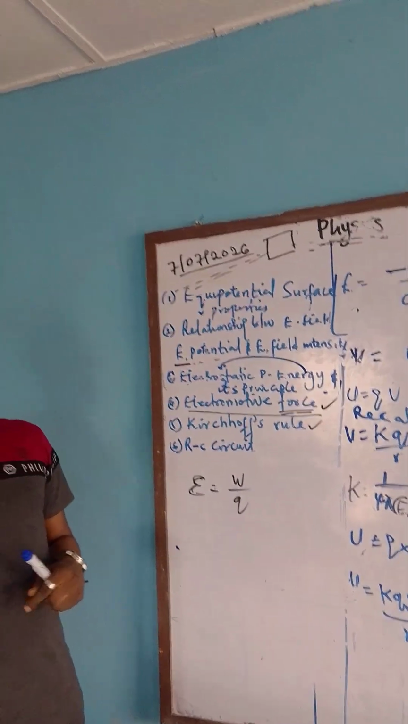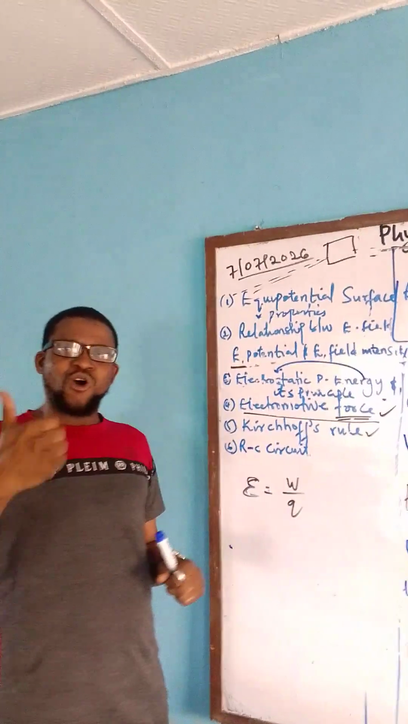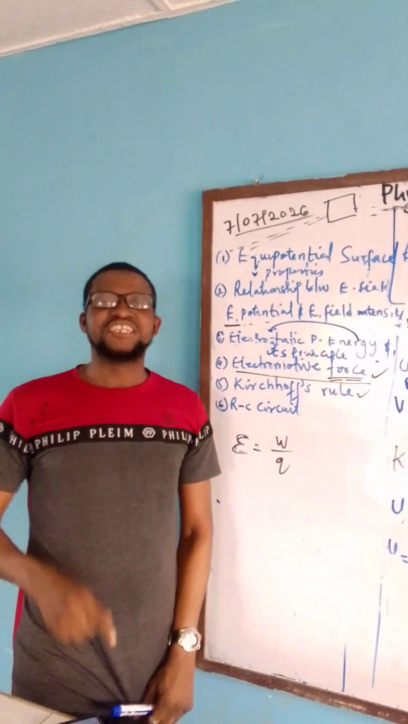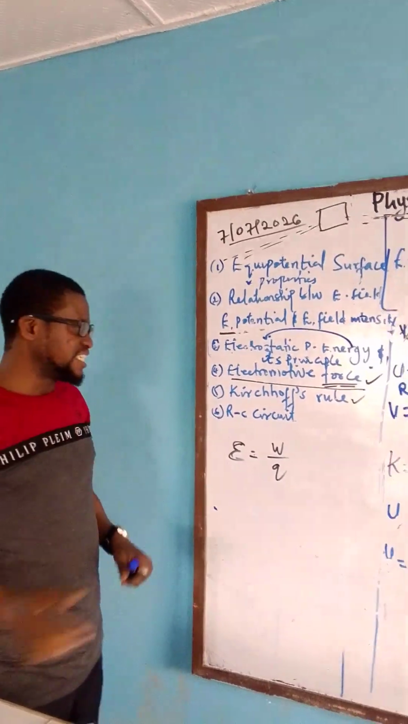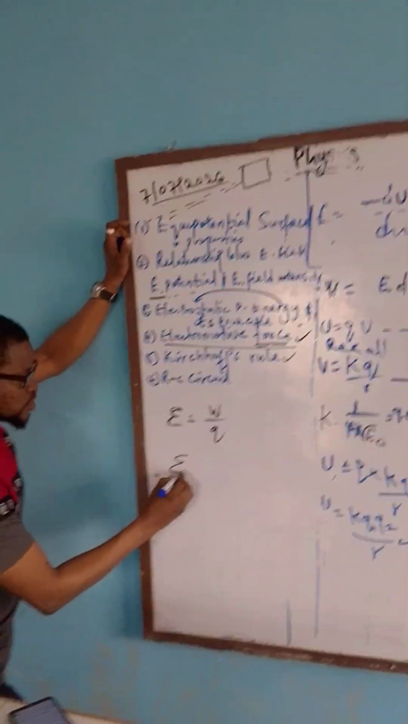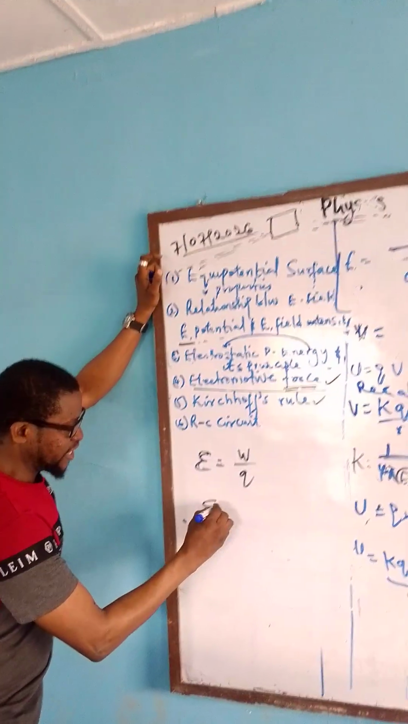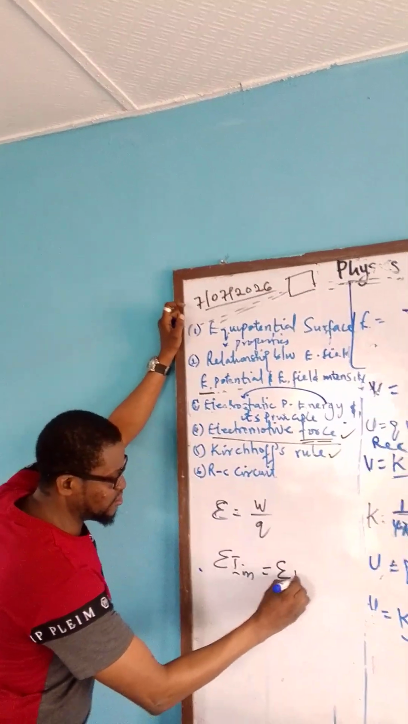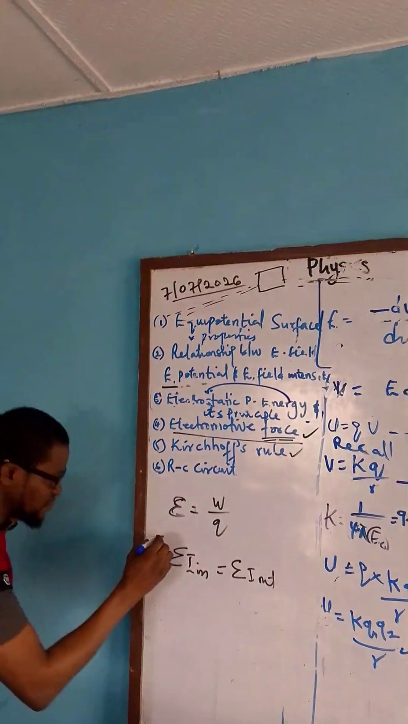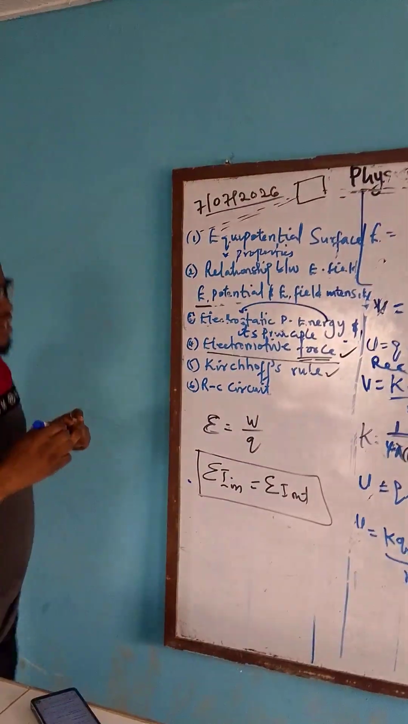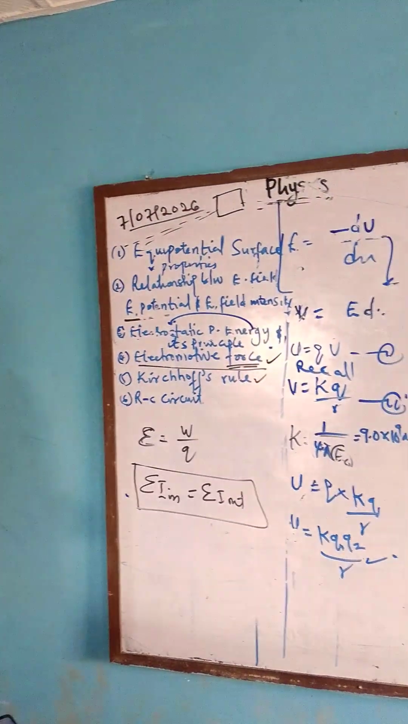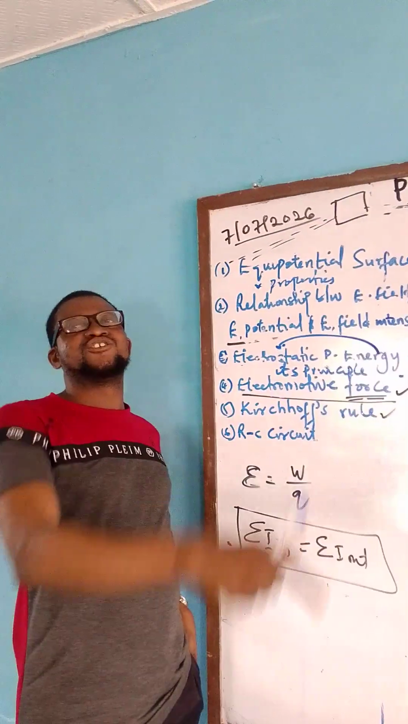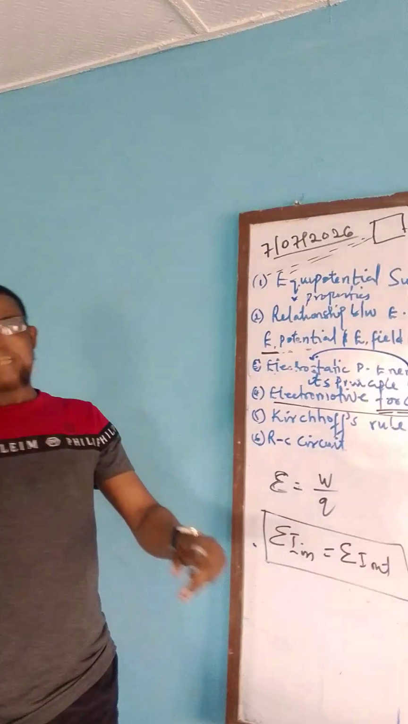Kirchhoff electric law states that the amount of current coming to the junction must be equal to the amount of current leaving the junction. So mathematically I can say the sum of current in the junction, current in, must be equal to the sum of current what? Out. So this is the mathematical representation of Kirchhoff current law. I repeat it again. Kirchhoff current law states that the amount of current in the junction must be the amount of current out of the junction.